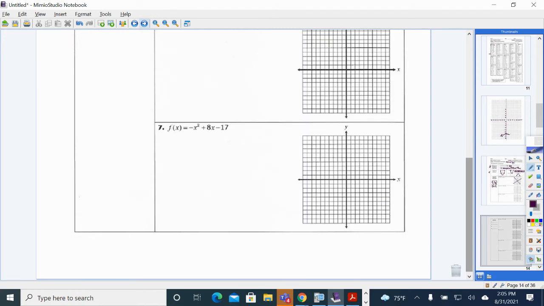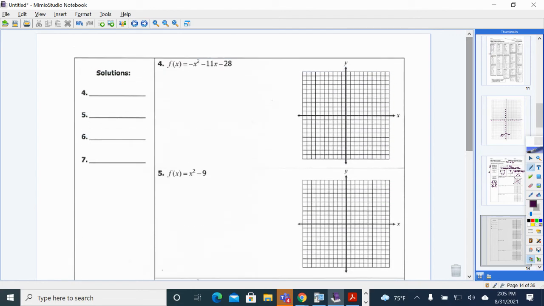Let's see what else we got. Let's look at number 5 real quick. X squared minus 9. Now, what you're going to notice on this one is that there is no middle term. Typically in quadratics, you have ax squared plus bx plus c. So there's your quadratic term, which is the x squared, and then you've got your linear term, which is the bx, and then you've got the constant.